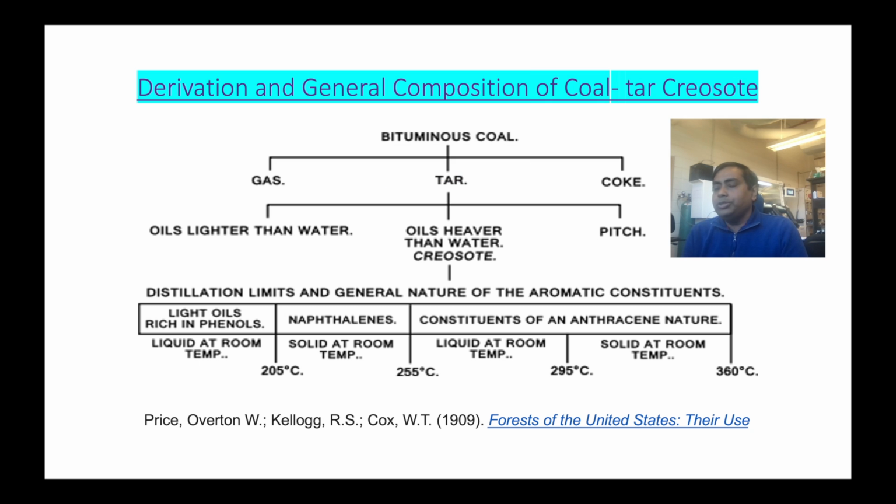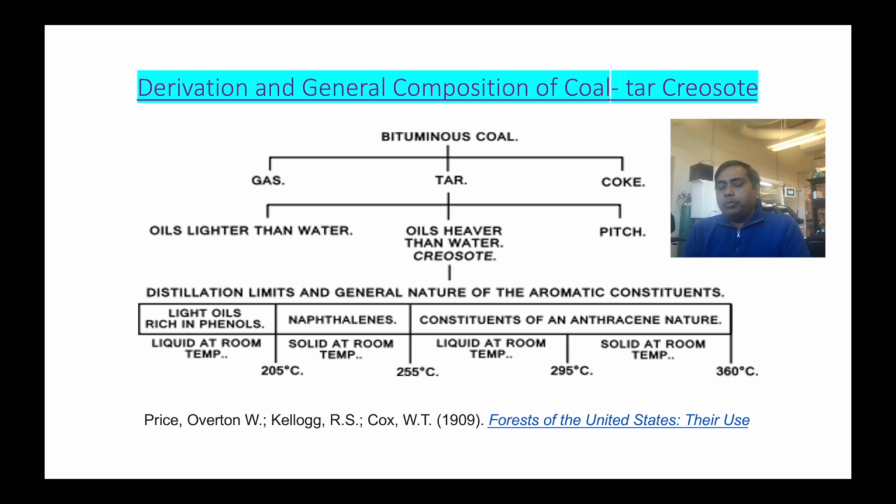Derivation and general composition of coal tar creosote. Bituminous coal is the main source, and it has three portions: gas, tar and coke. The middle portion, tar, contains the creosote oil, and it has two portions, lighter than water and heavier than water, other than which is pitch, which is heavier.